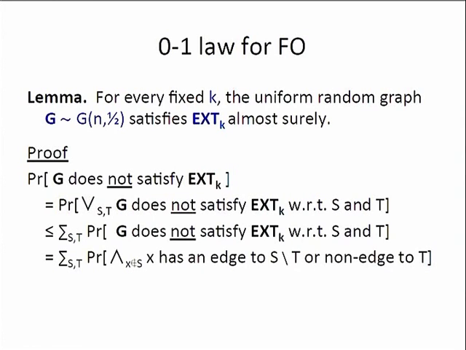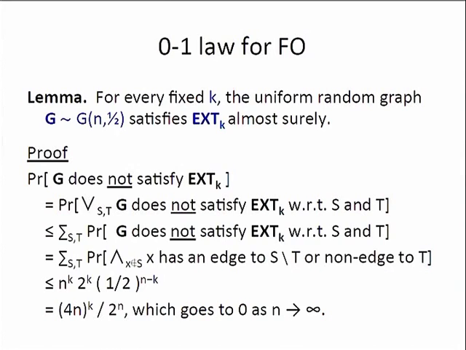Okay, and what that literally means is that for every X which is outside of the set S, either X has an edge to something in S minus T, or it's non-adjacent to something in T. Okay, but by independence, that probability looks like (1/2) to the n minus k exactly, and the number of such pairs S and T is at most n to the k times 2 to the k, something like that. So we get a bound of the form, something like 4n^k over 2^n. And since k is fixed, this goes to 0 as n grows. Okay? So we've proved that almost surely G is k-extendable.